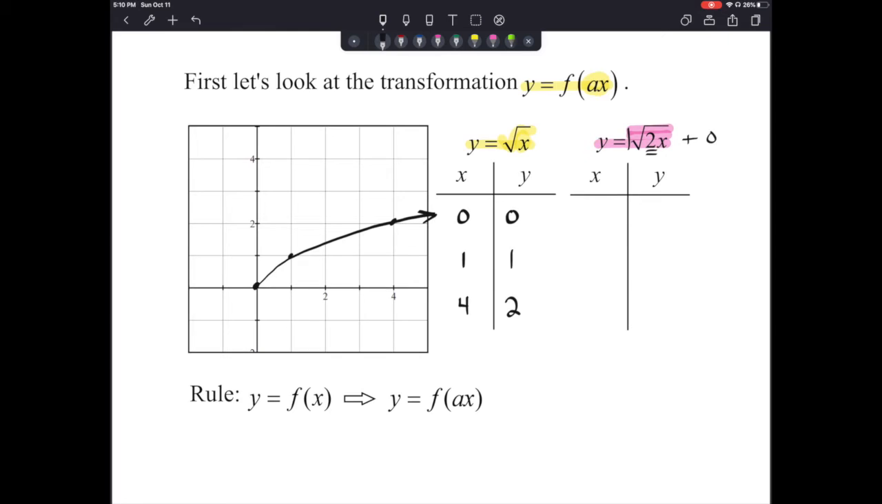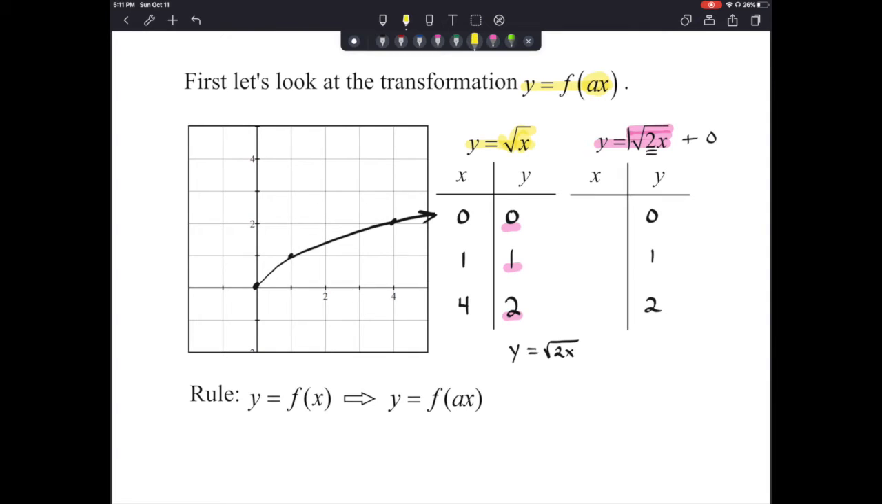And since nothing is happening to y, we can take these three values that we've already got and just go ahead and transfer them over. Nothing is changing in terms of y. For our x values, let's use our function to figure out what the inputs would be. We said y is equal to the square root of 2x.